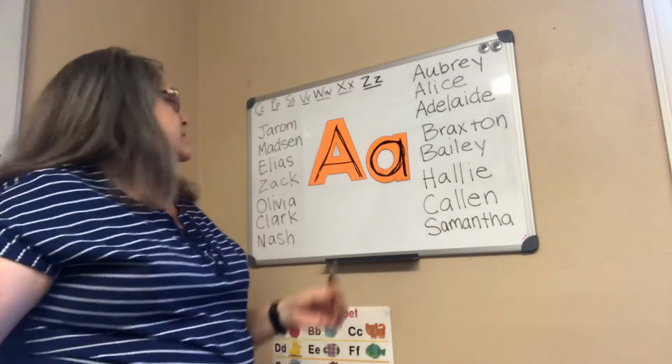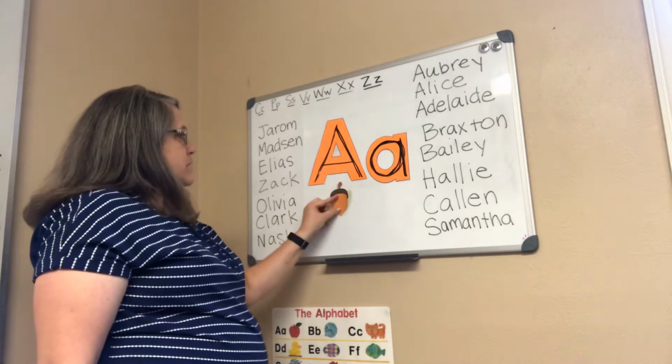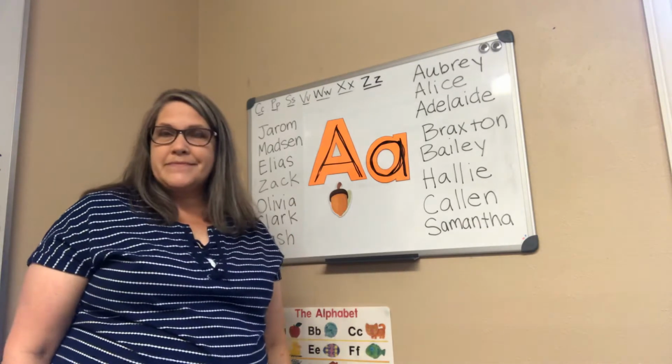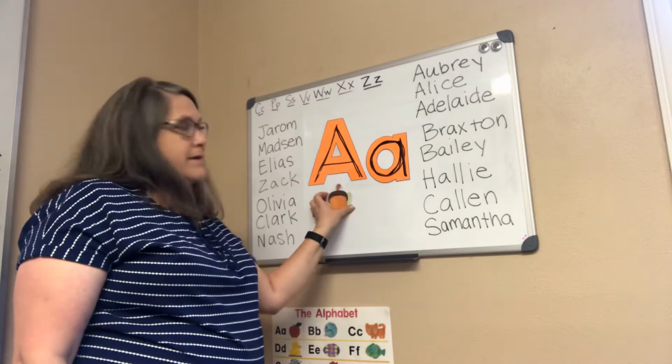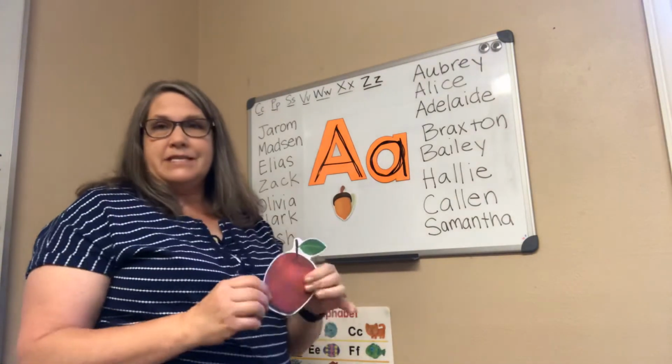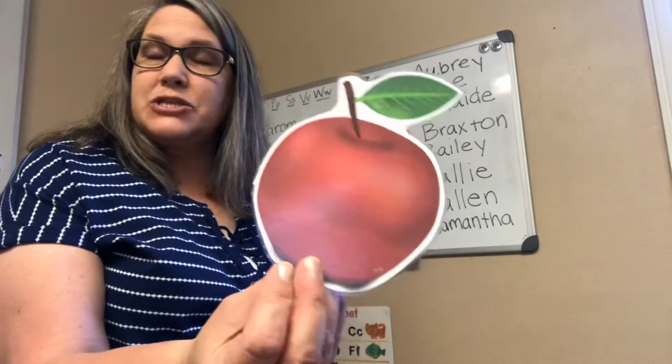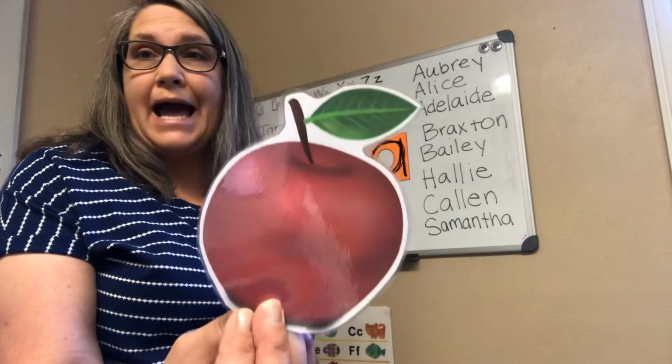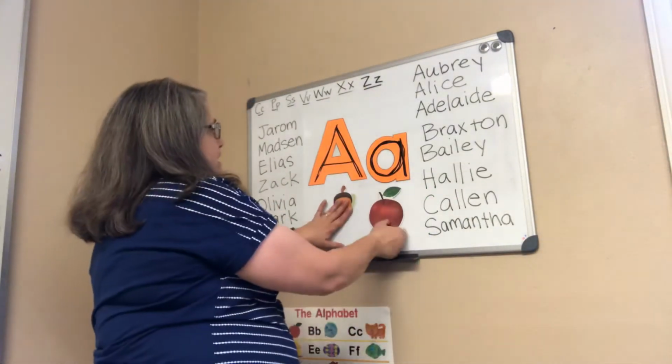Can you think of something that says its name? Letter A. Do you know what that is? Acorn. So the letter A starts with A. Acorn starts with A, and it says its name, acorn. What about this? Apple. So it says the short sound of A, which is like apple.